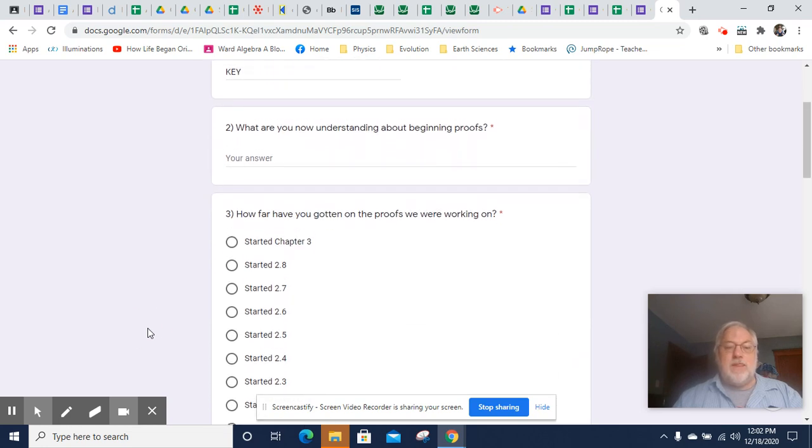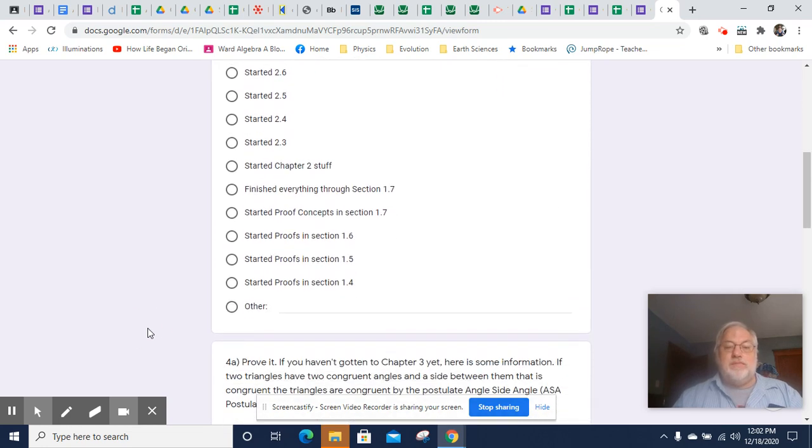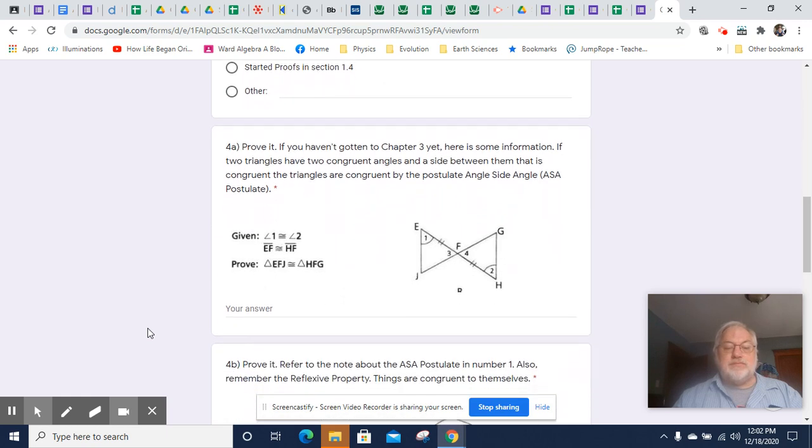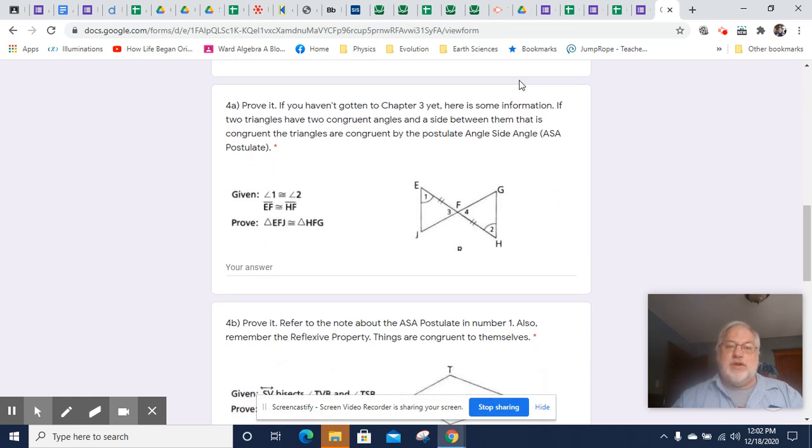So here we go. Hopefully we've started chapter 3. If you've started chapter 3, or you paid attention to the conversation about chapter 3, you got introduced to some of the postulates for proving triangles are congruent. So one of the postulates is angle, side, angle, or ASA.